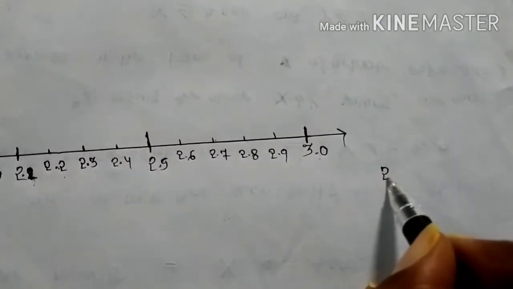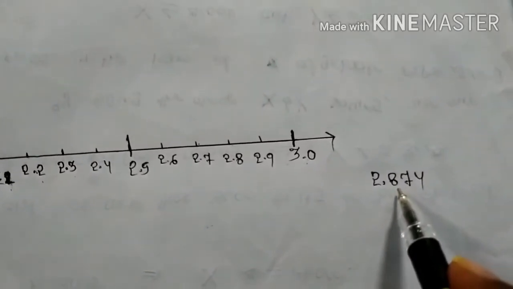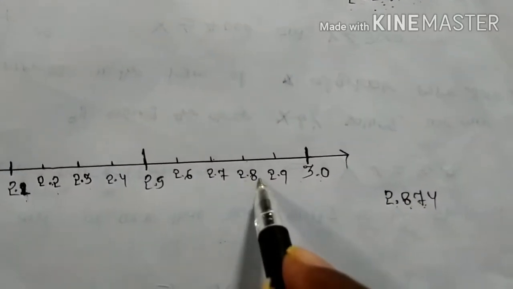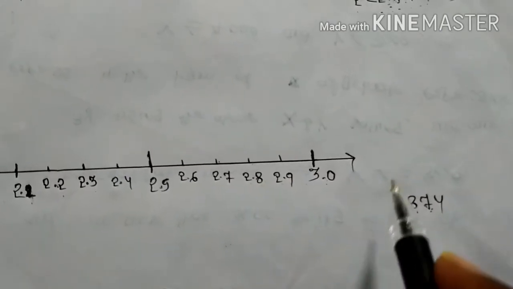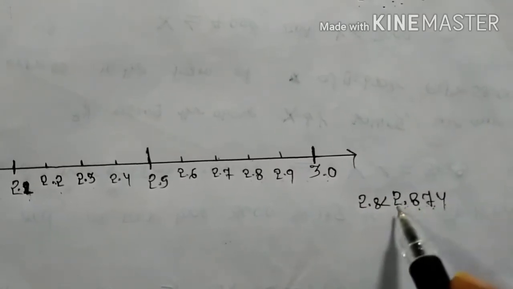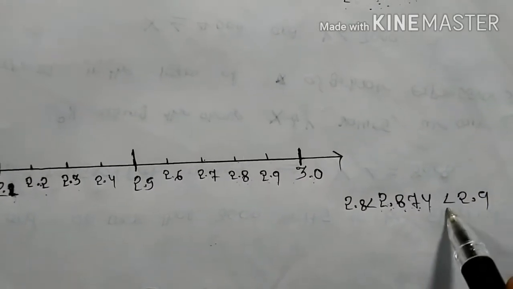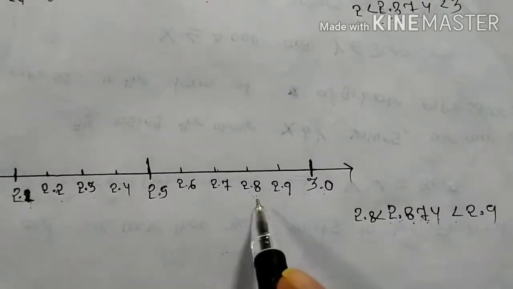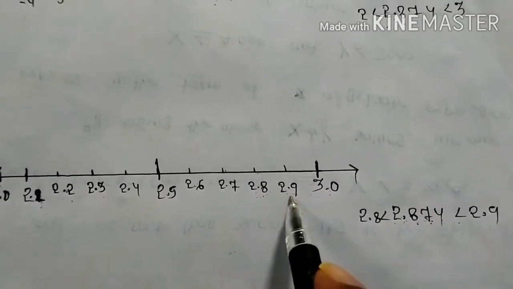Just observe 2.874. Now look here, 2.87 lies between 2.8 and 2.9. Yes or no? That means 2.874 is greater than 2.8 and also less than 2.9. That means you have to divide 2.8 and 2.9 into 10 equal parts. We have to divide 2.8 and 2.9 into 10 equal parts.